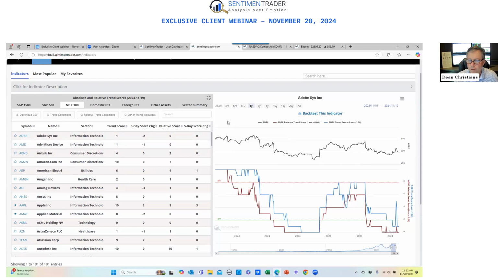That way, if you have a portfolio, or if you have a watch list, whatever it may be, and you want to keep an eye on these, you can have a favorites folder, and then you can get that email at night, and it'll provide you with some detail in terms of what's going on with the trend scores.